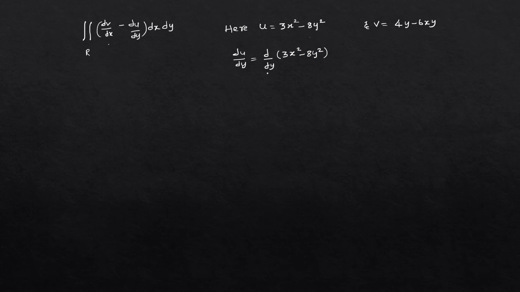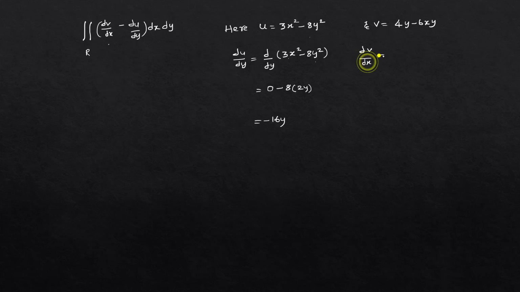So when we are differentiating with respect to y, x is a constant. Remember that. It will become 0 minus 8 into, so y square with respect to dy will become 2y. So the answer will be minus 16y.